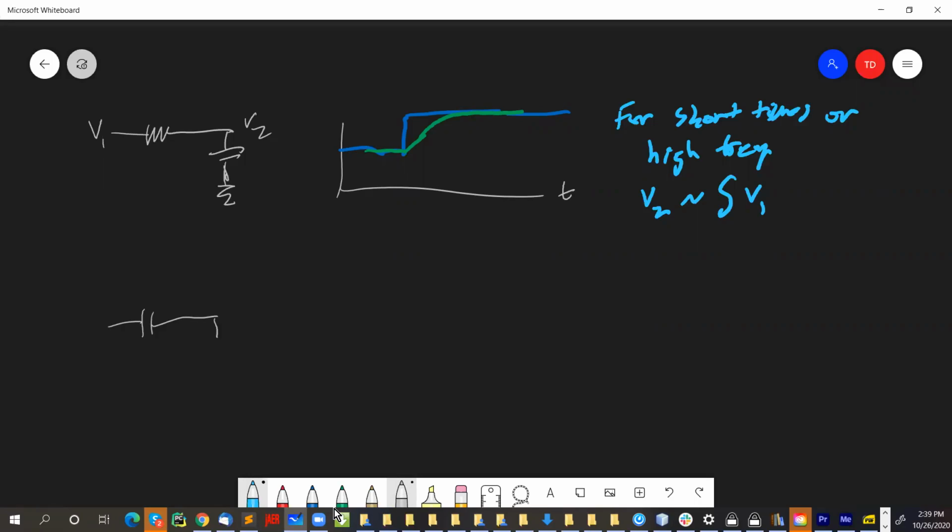Okay, so now let's look at the equivalent thing for the differentiator, or the CR high-pass filter. So V1 is here, V2 is here. Now we can't take a step function as an input. Instead, let's take a sinusoid. And the reason I take a very slowly varying sinusoid is that I want something that changes slowly with time. So now my input is going to be a very slowly varying sinusoid, just something like this.